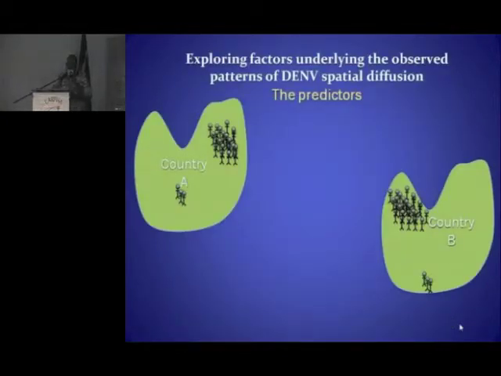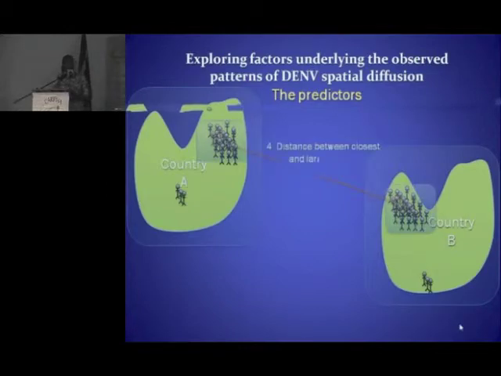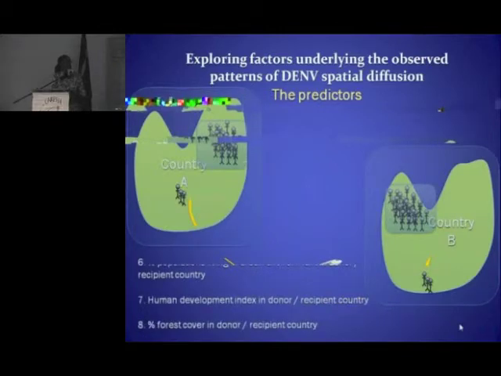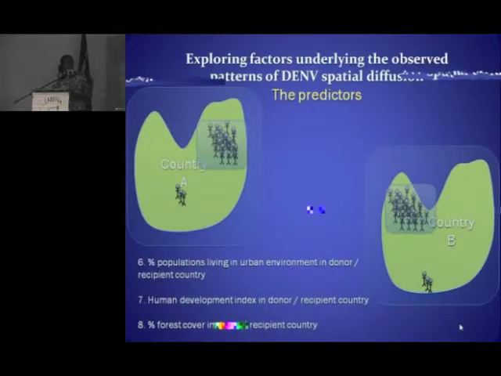What is interesting is to explore the factors that underlie the patterns that we've observed. So what predicts the rate and direction at which these viruses move? Some of the predictors that have been looked at are the distance between countries, the population size in the donor country, the population size in the recipient country, the distance between the closest and largest cities, the amount of air traffic between regions, and we've also looked at a number of markers or proxies for urbanization: the percentage of the population living in an urban environment, human development indices, and percentage of forest cover.